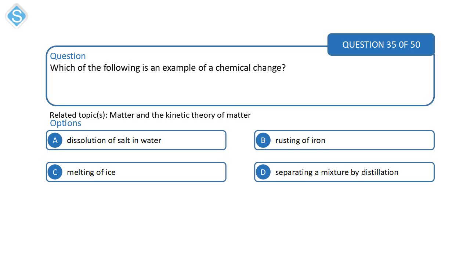Now if you look at dissolution of salt in water, if you dissolve salt in water, there is no new substance that is formed. In this case, it's just salt water that you'll be getting, still the salt and the water. If you melt ice, the ice is originally water. If you melt it, you just go from the solid form to the liquid form. Water is still water, whether as ice or as liquid water, it is still the same thing. So there is no new substance that is formed there.